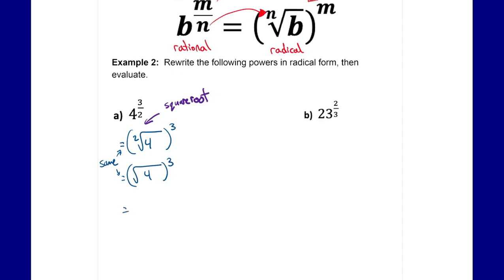So if I want to evaluate this now on my calculator, if we wanted to, we can simplify the bracket first. Rather than doing a bunch of different things at once, I can simplify the bracket and say, okay, this is going to be 2 to the power of 3, because the square root of 4 is 2, and then 2 to the power of 3 is 8. You can also enter this into your calculator and evaluate it that way.